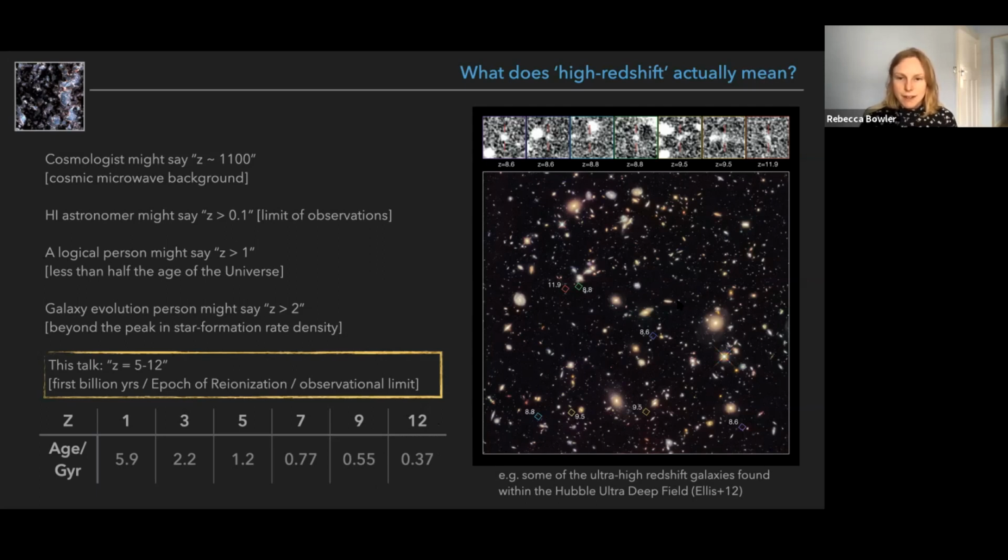Some of the sources that I'm going to be showing you today are highlighted in this nice press release on the right, from quite a few years ago now. The background is a very deep image, the Hubble Ultra Deep Field, and the little diamonds illustrate some of the most distant galaxies we've known to date. Along the top you can see what these galaxies look like, and this is the kind of thing I'm going to be talking about today. These are very, very distant, very fascinating sources that tell us about the very early universe and galaxies at this time.